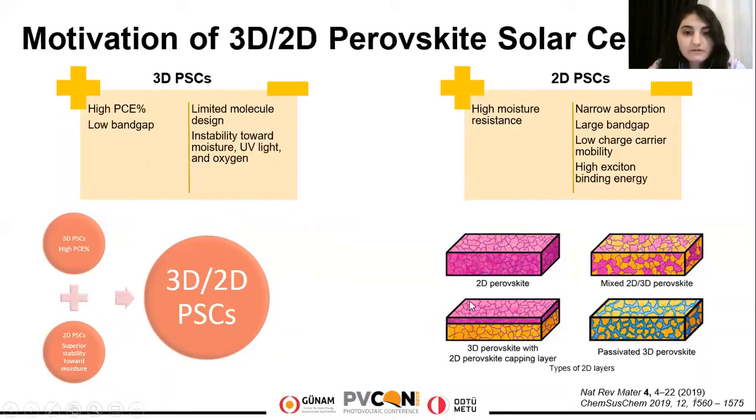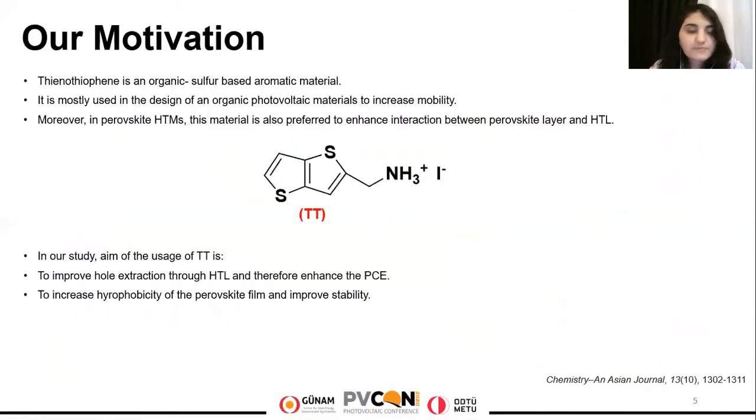There are 4 different ways to create this structure. First of all, we can only use 2D perovskites rather than 3D, or we can incorporate a little bit of 2D material into the 3D bulk to form 2D 3D perovskite, or we can directly coat a 2D layer on top of 3D. Also, we can passivate 3D with 2D material too.